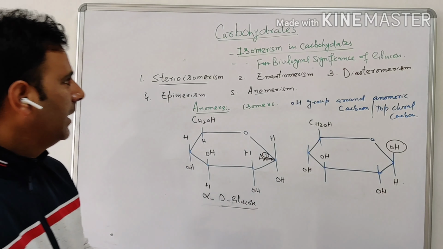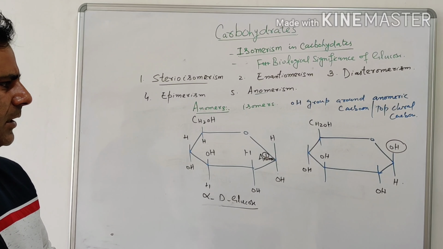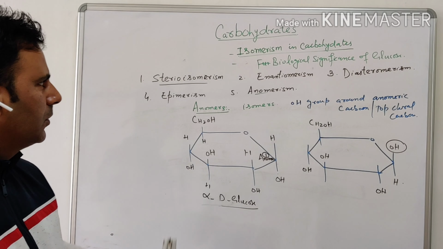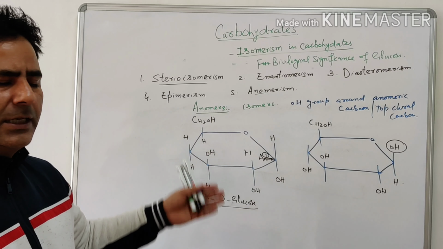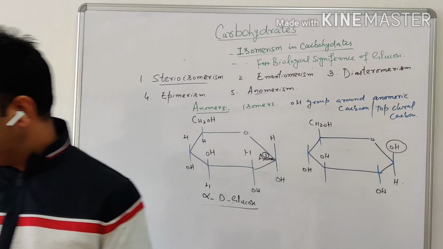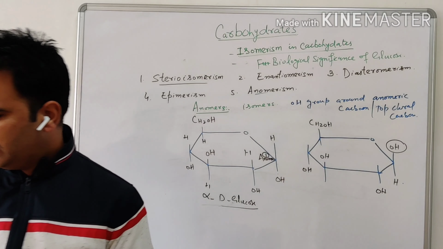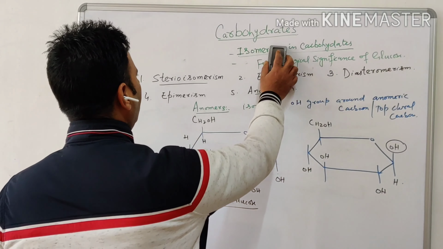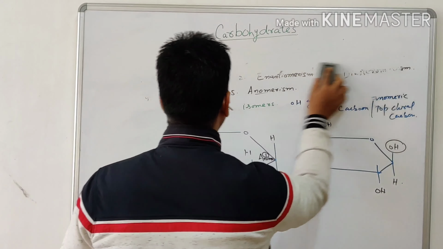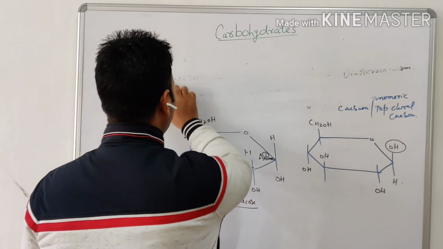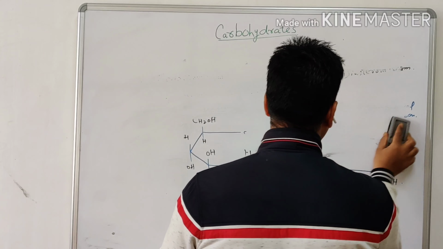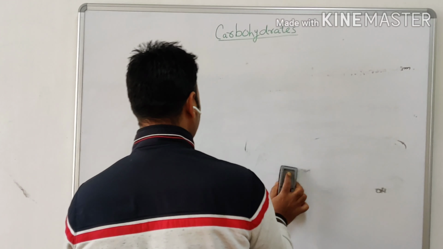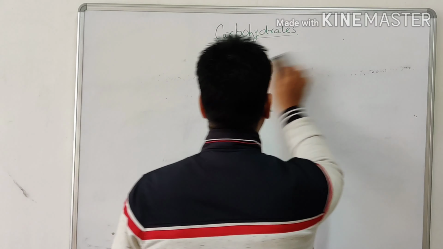This way we can conclude what isomerism is, and what the various types of isomers are which are possible in the case of carbohydrates. Then we will move to another part. I told you we will discuss another part, that is the biological significance of glucose. We will be taking monosaccharides one by one, and we will discuss the biological significance of glucose.